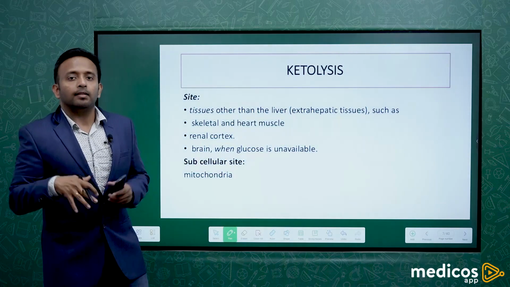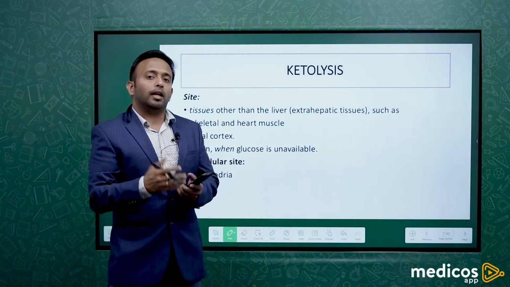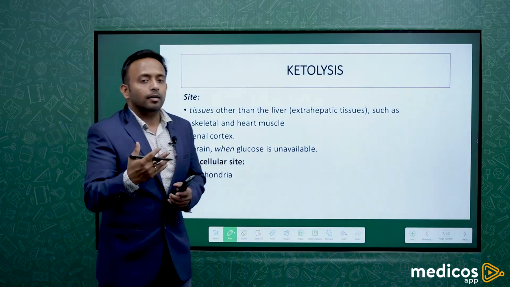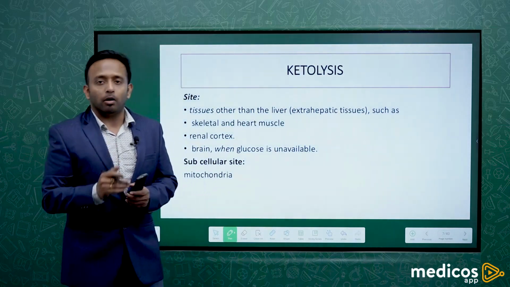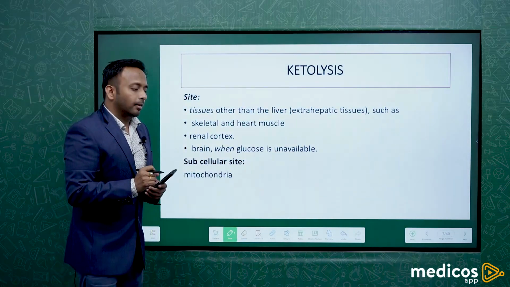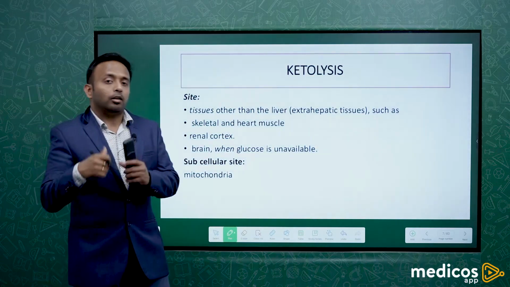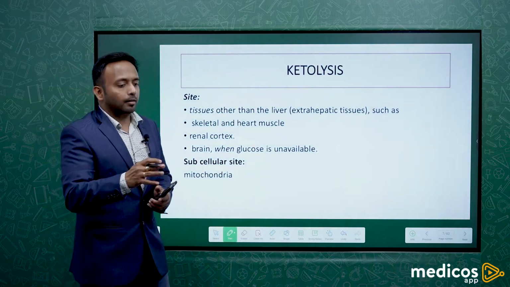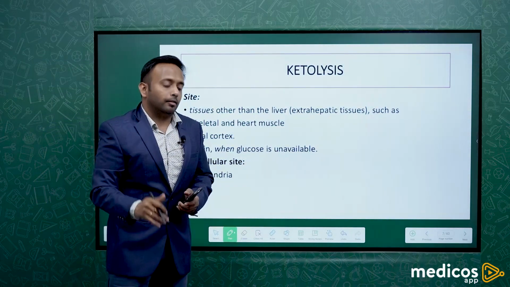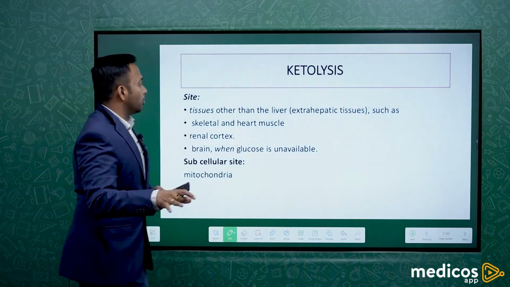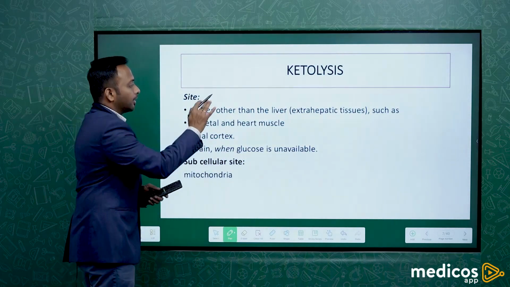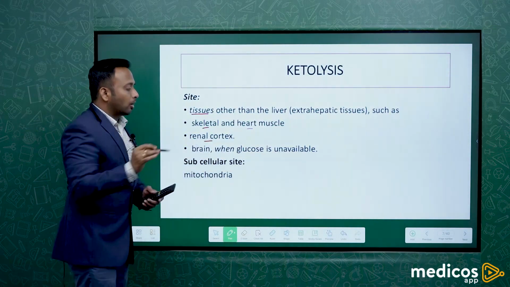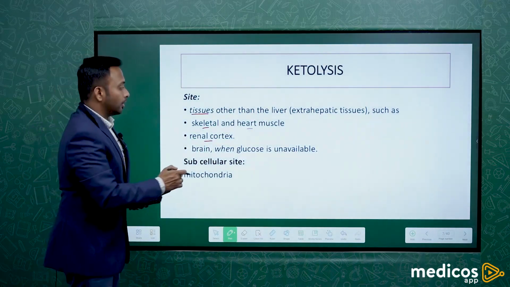Next, we have synthesized it. Do we have a mechanism to utilize the same ketone bodies? Yes, that comes through ketolysis, that is, lysing the ketone bodies. Here one important thing is that the organ which synthesizes cannot utilize it. The liver is the organ which synthesizes the ketone bodies, but ketone body utilization is through the other organs. We call it the extrahepatic utilization of the ketone bodies. So tissues other than the liver, such as skeletal muscle, heart muscle, the renal cortex, and especially the brain tissue when glucose is low.